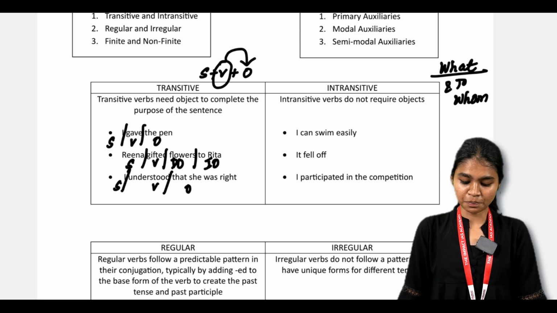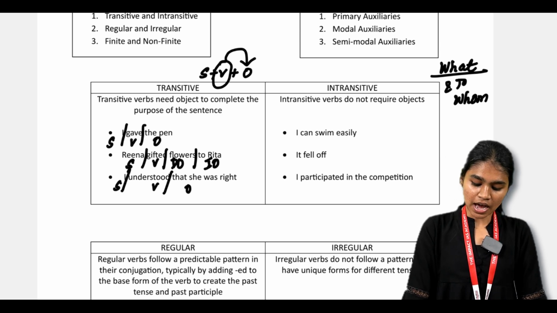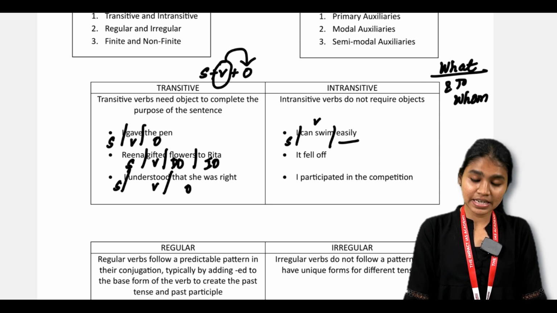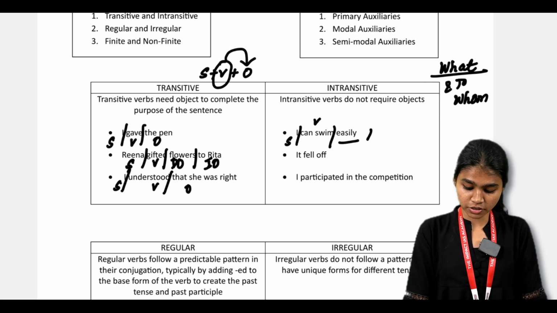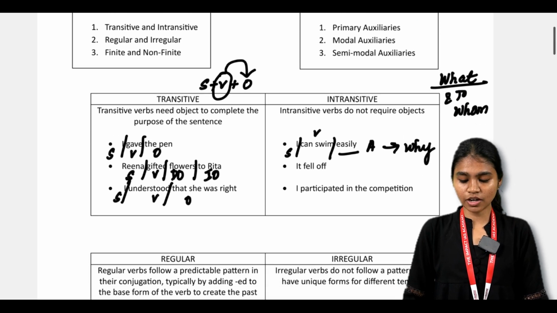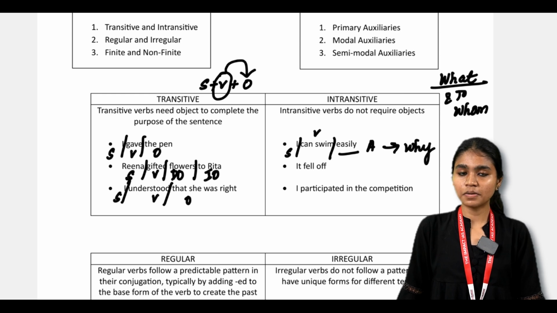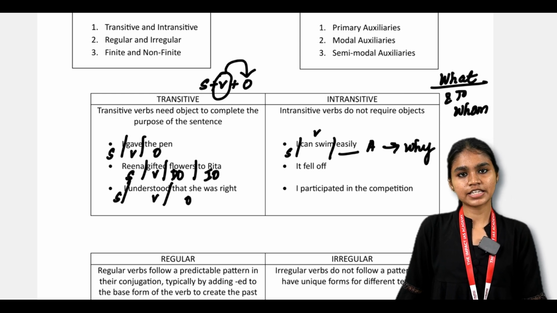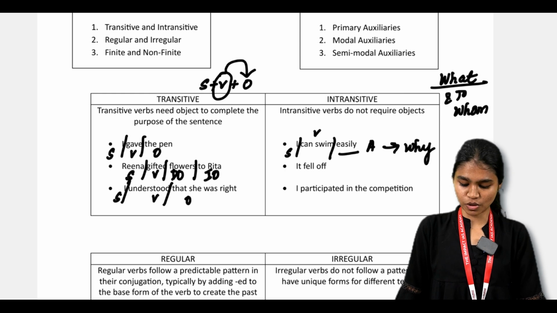Look at the examples. I can swim easily. I is the subject here. Can swim is the verb. Easily is not object, it is adjunct. It answers to the question why. So அதனால easily is adjunct. இங்க object இருக்க இந்த sentenceல no. But does the sentence make perfect sense? Yes, it does.